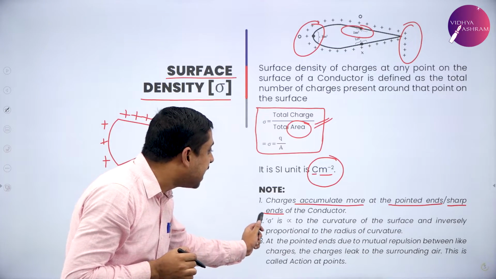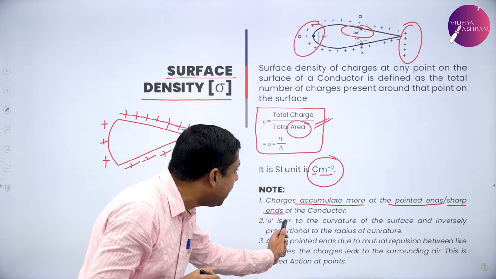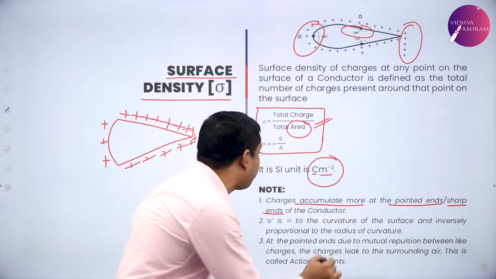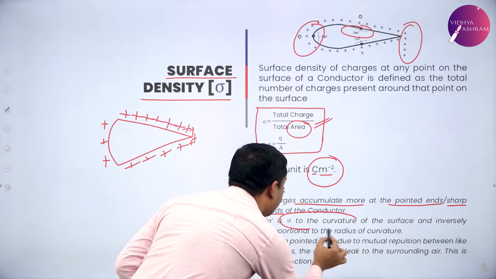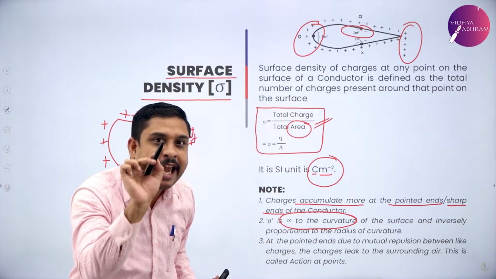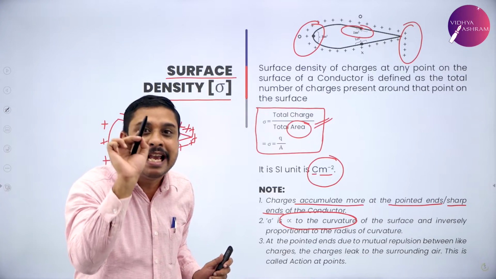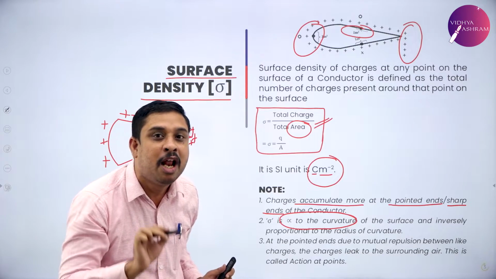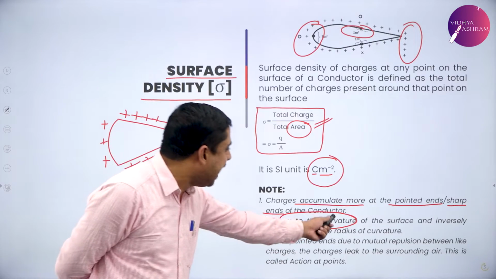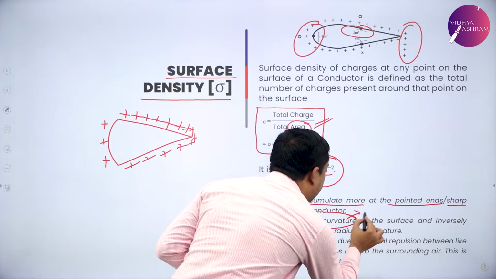Sigma means surface density is directly proportional to the curvature of the surface. Very important. Surface density, the number of charges, is directly proportional to the curvature of the surface. What is curvature? Very simple to understand.